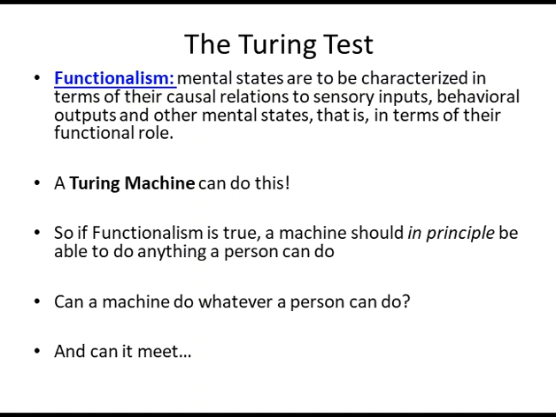So our intelligence serves a role. It is functional. It allows us to live. It allows us to be able to have careers, jobs, occupations, to make money, to survive as a species. So a Turing machine can do this. So if functionalism is true, a machine should in principle be able to do anything a person can do. Can a machine do whatever a person can do? And can it meet that challenge?